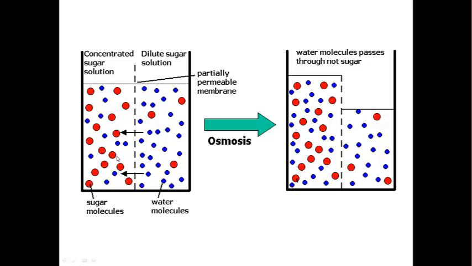Can you see that? All right, so through osmosis, what happens is the water over here decided, too much water, I need to be somewhere where there's less water. So it moved to an area of low concentration. And so now there's even amounts of water particles on each side.